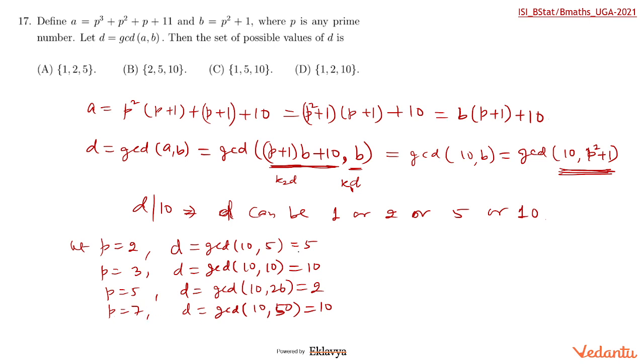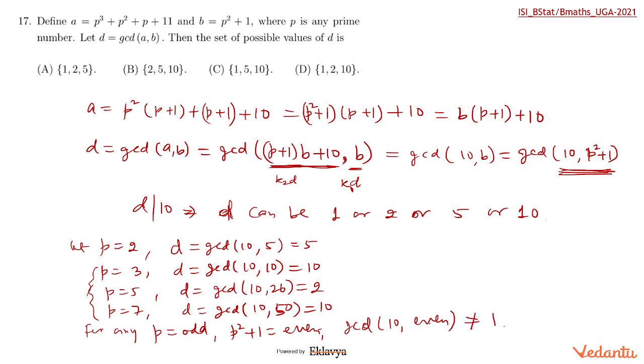So is there a possibility of 1, or 1 will not come ever. So for any p to be odd prime, obviously p square plus 1 is even. So onwards, for any p, 1 will not come. So GCD would be even. So GCD of 10 comma some even number cannot be 1. So 1 is never possible.